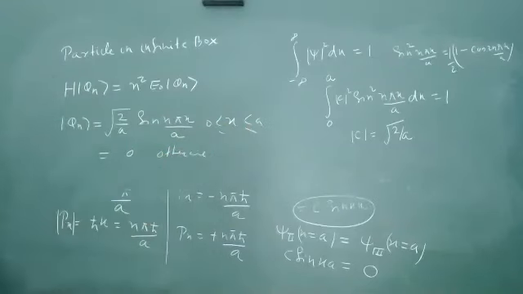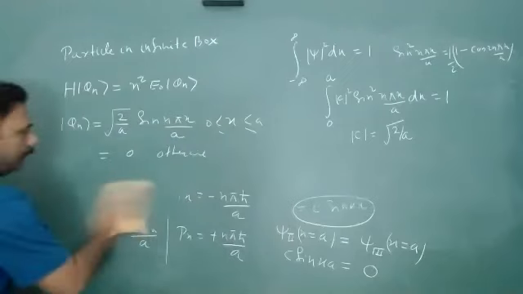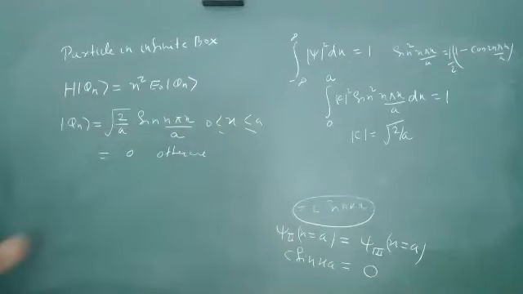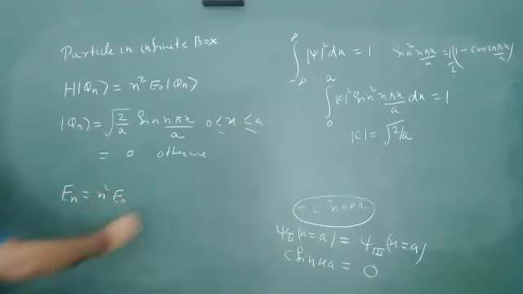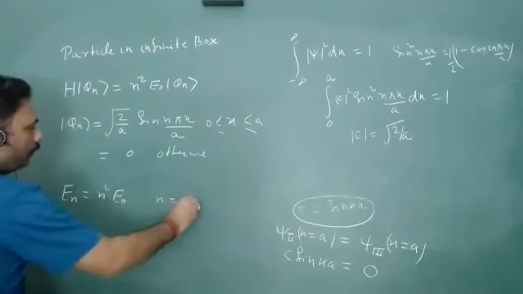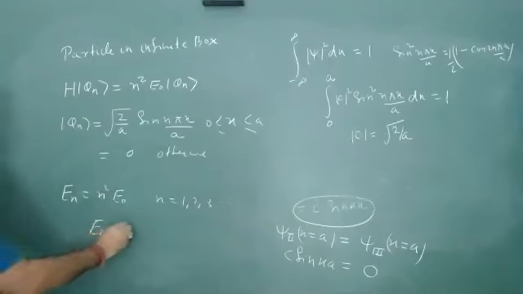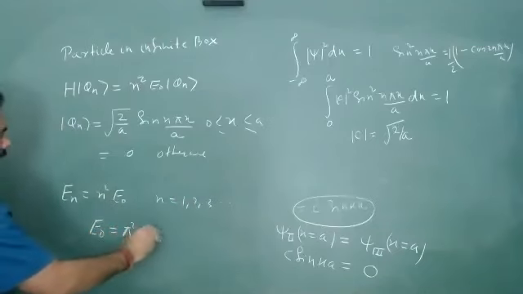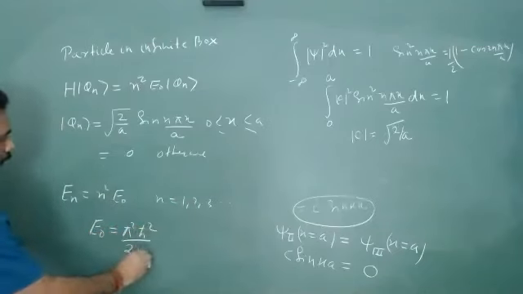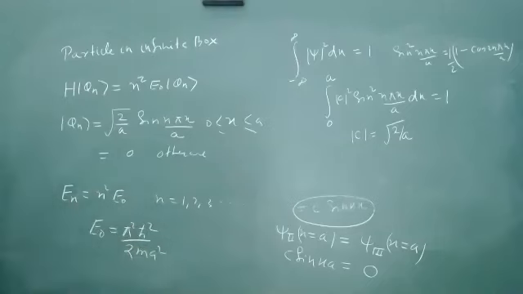And what is your En? Your En can be written as n square E naught, where n is equal to 1, 2, 3, and so on. And what is the value of E naught? E naught is π square ħ square upon 2m a square. So this is some constant.